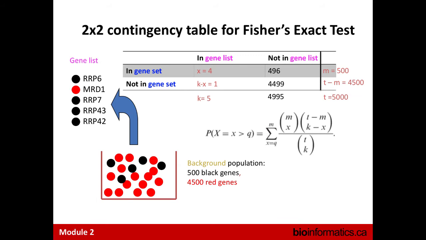Isn't the Fisher's test exactly the hypergeometric test? Yeah. Statisticians will say a Fisher's exact test that uses the hypergeometric probability distribution. And sometimes bioinformaticians make a shortcut and call it the hypergeometric test, which is an approximation. And very often, because the computers were not powerful enough, it was actually an approximation of the Fisher's exact test.